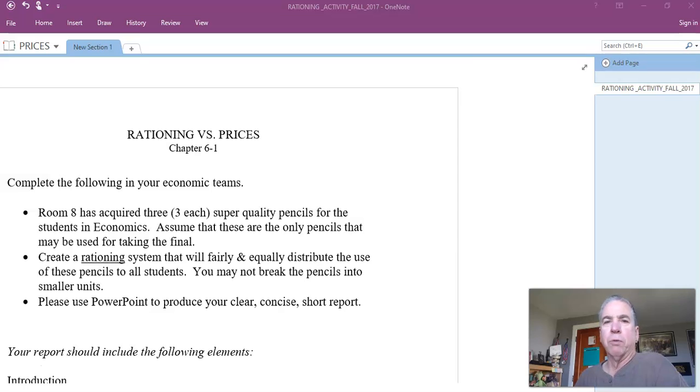What we'll do is just go over it right now so that you can think about it and get an idea and a feel for what we were trying to accomplish, and to help gain a better understanding of the difference between prices and rationing, and why prices really are the most effective way to distribute goods and services throughout the economy.